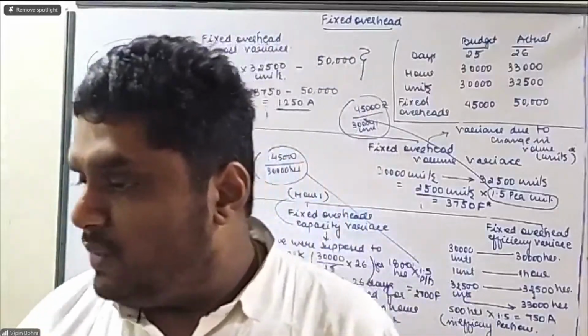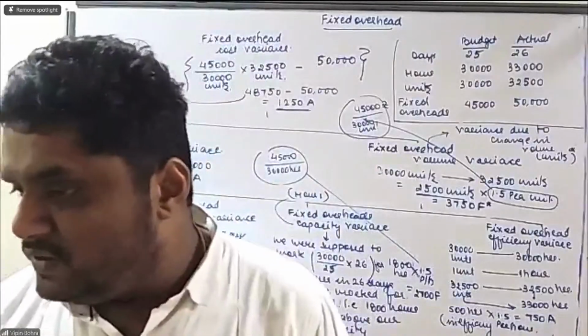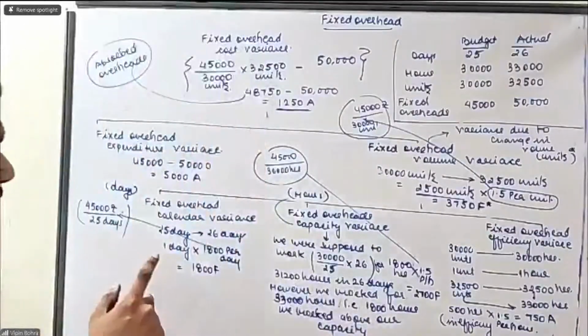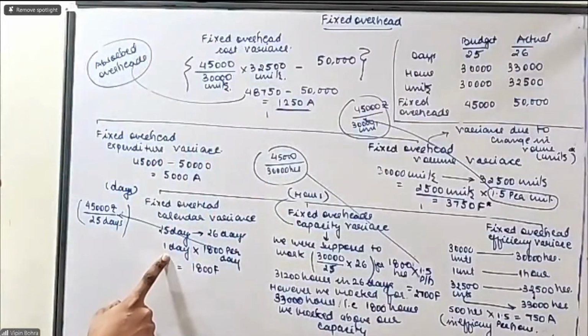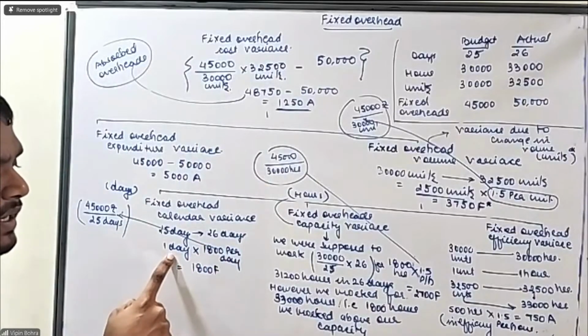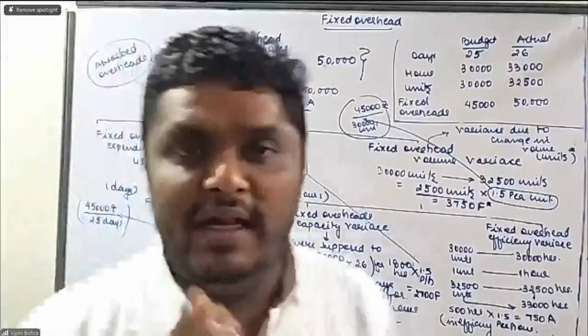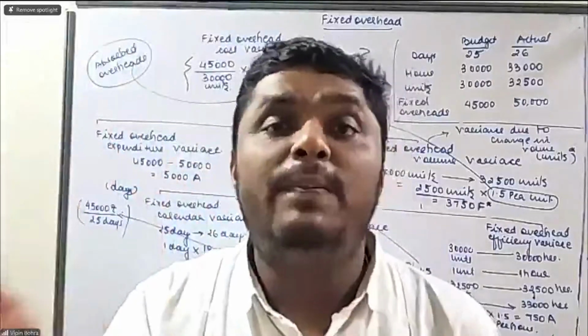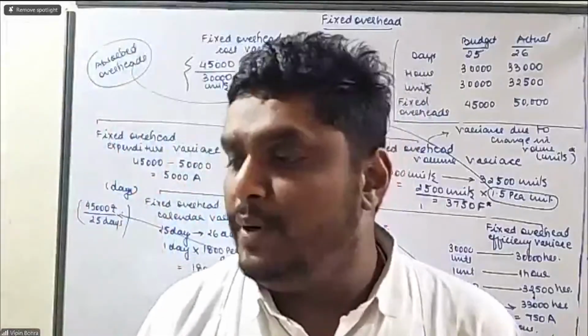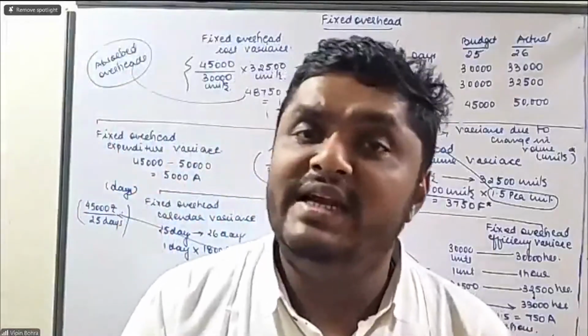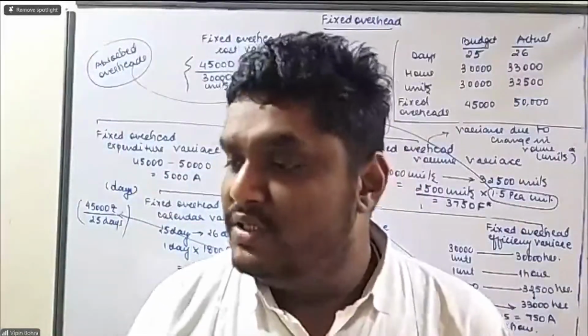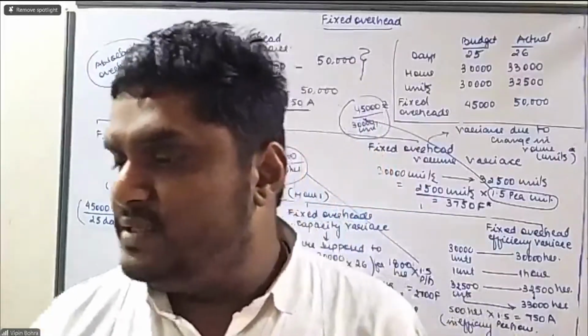Okay, Tanu Vishwakarma asks, sir, why did we divide 45,000 by 25? See, we have calculated 1 day. So for the day, we have to multiply it by the standard rate per day. Now the rate to apply will be per day, rather than per unit or per hour. So the rate per day is 1800 rupees per day. So that's why I have divided it. I hope it is clear, Tanu.